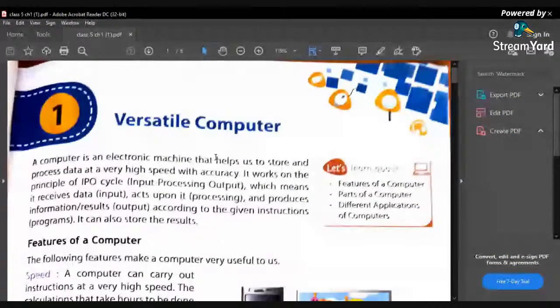And why do we say the computer is a machine? Because a machine is a kind of man-made thing, and it makes our work easy. We can do different types of work with the help of this machine. It reduces our time, it makes our work easy, and it gives the perfect result.